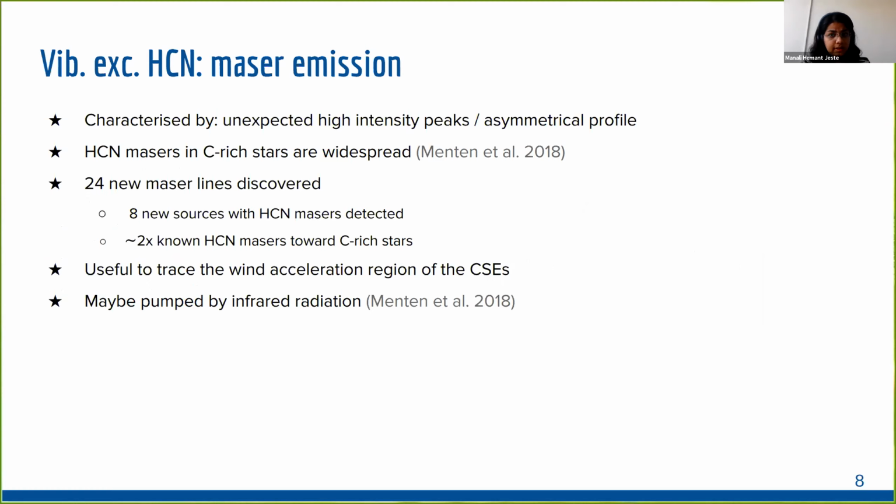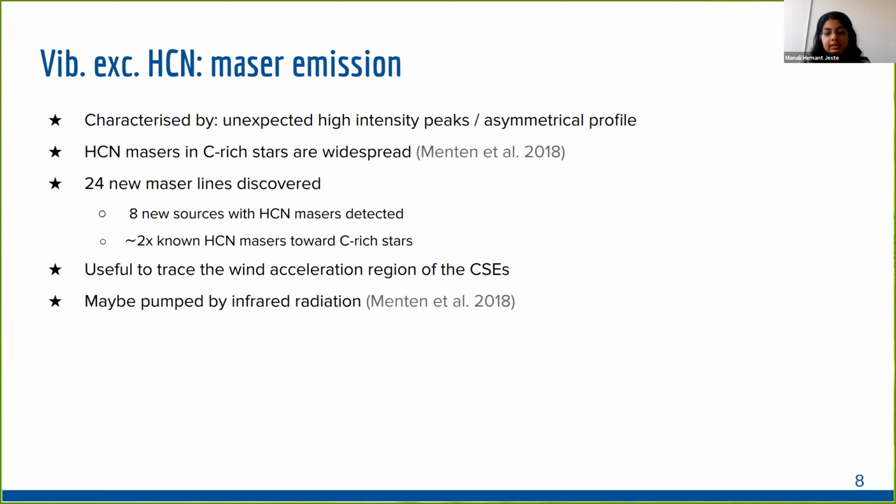In Menten 2018, we have seen that HCN masers are quite widespread in carbon-rich stars, and that is what we also see in our study here. We detected 24 new maser lines, all newly discovered. From our 16 sources, eight did not have any HCN masers detected until now. So we actually doubled the number of known HCN masers towards carbon-rich stars with our study here.